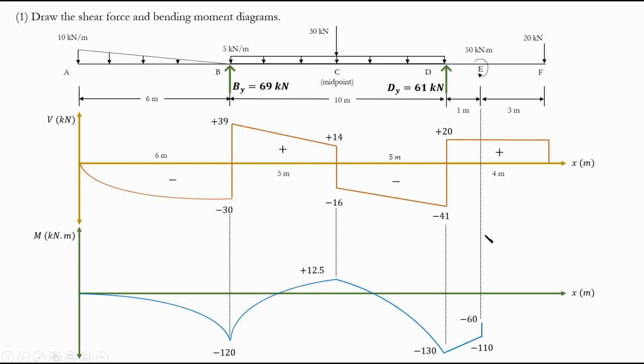Okay? And after this, again, we just continue with our shear diagram here, right? So we have 3 times 20. So negative 60 plus 60, we're going to end up with 0. Perfect, right? Because that's what we wanted. We want to end up with 0 on the left and 0 on the right.